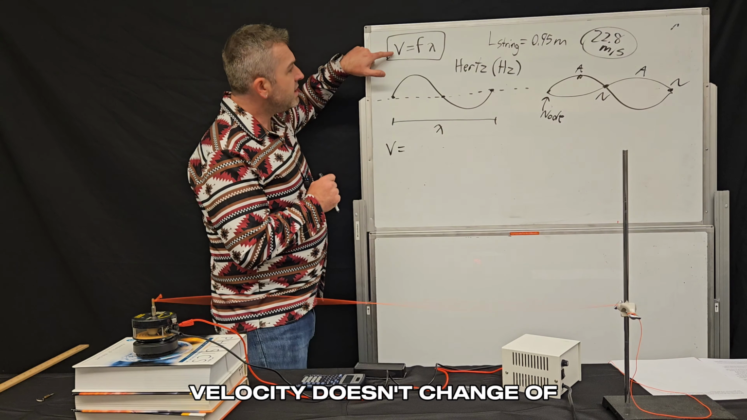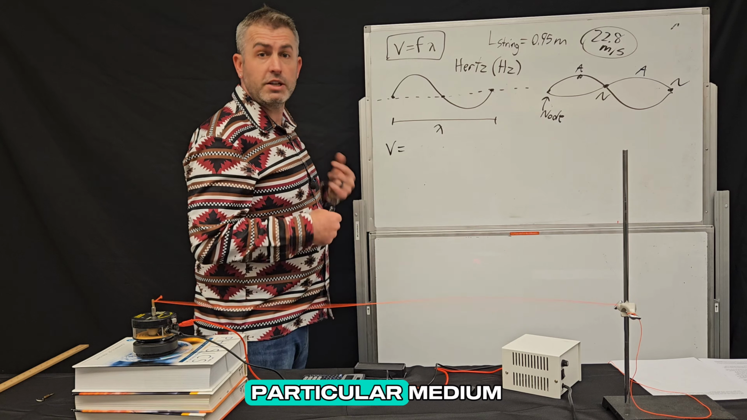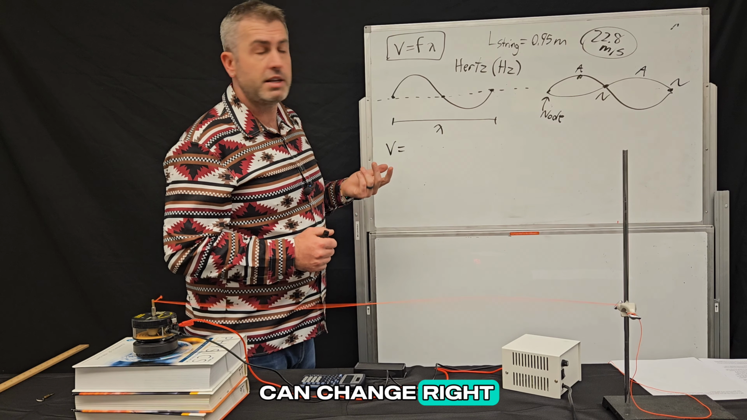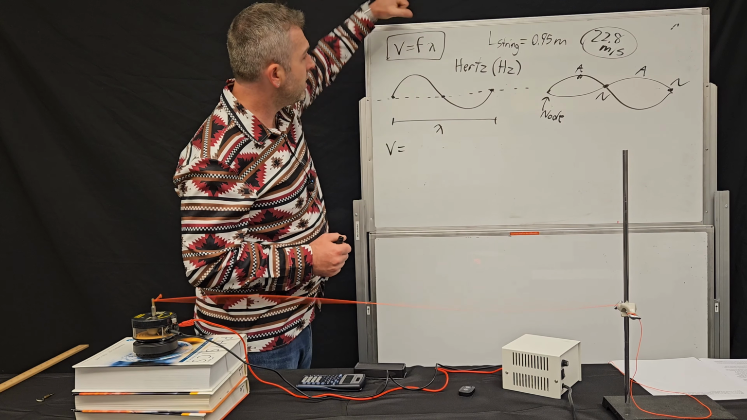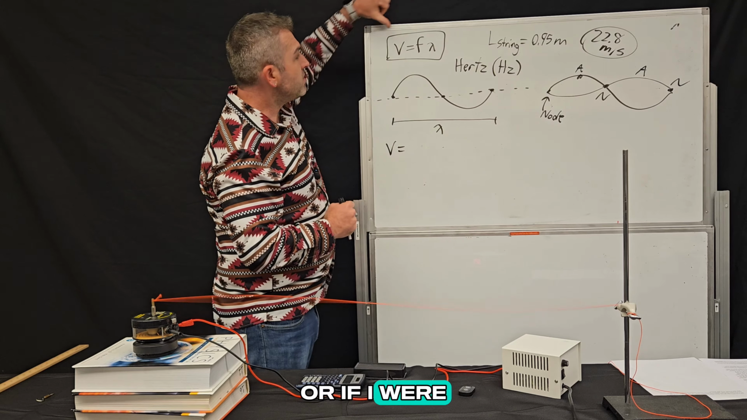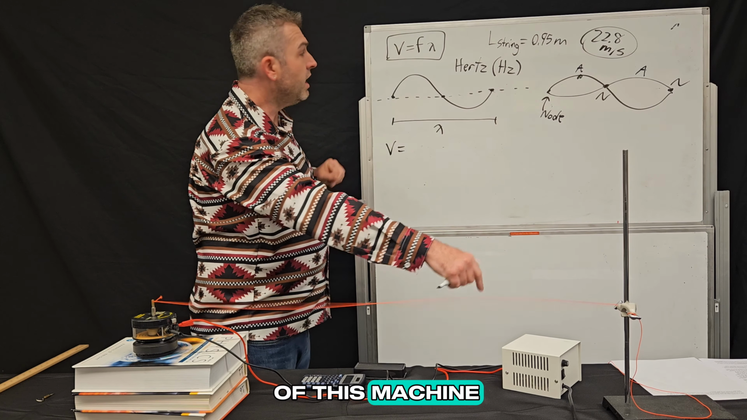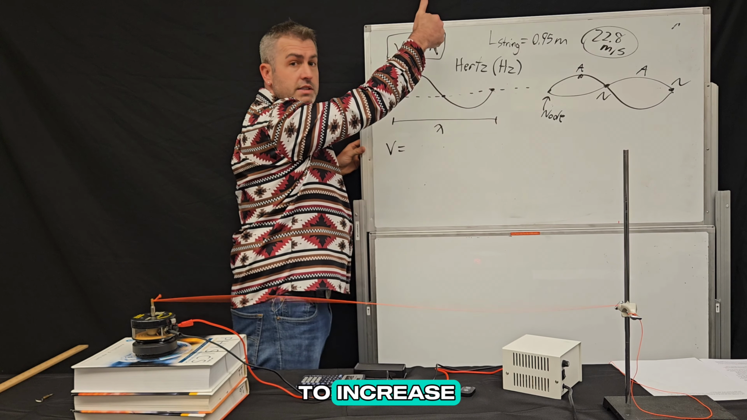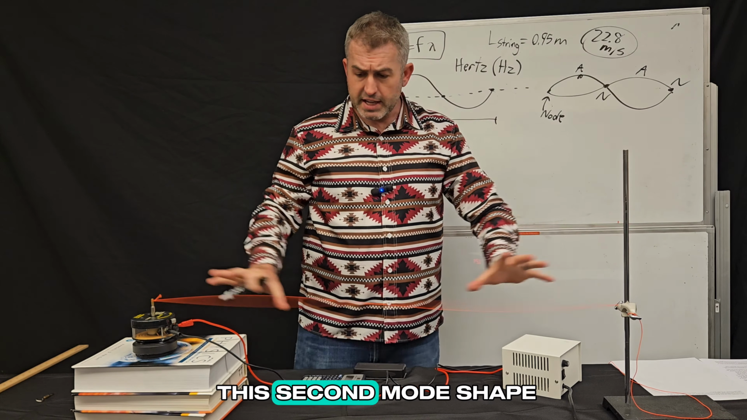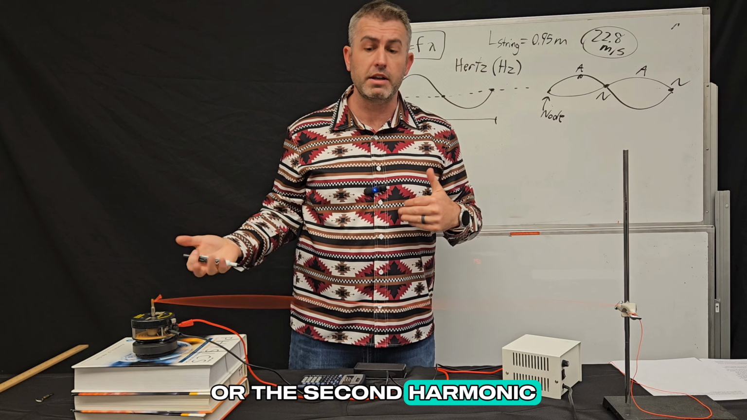So then if the velocity doesn't change of a wave through a particular medium, that means only the frequency and the wavelength can change, right? So if I increase the frequency, the wavelength would have to drop so that this stays constant. Or if I were to decrease the frequency of this machine, the wavelength would have to increase so that this velocity stays the same.